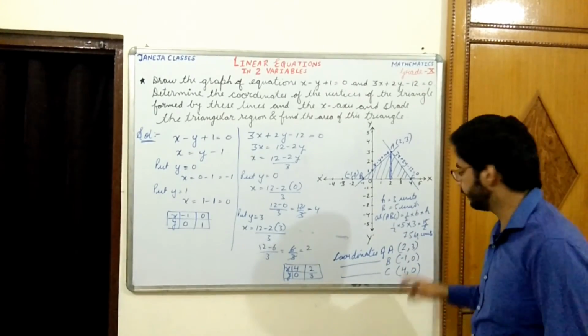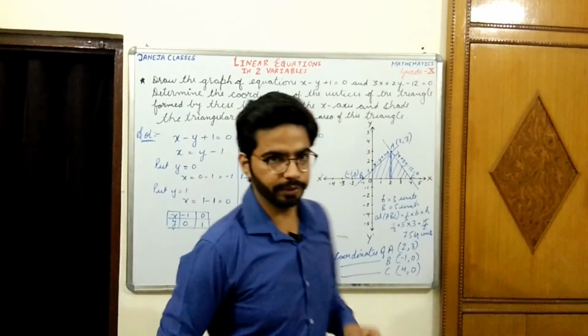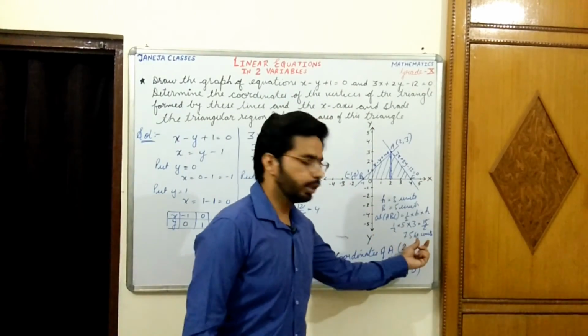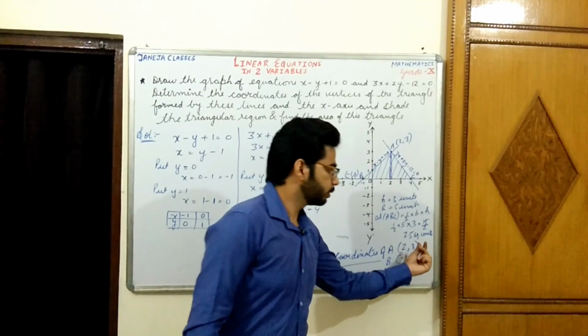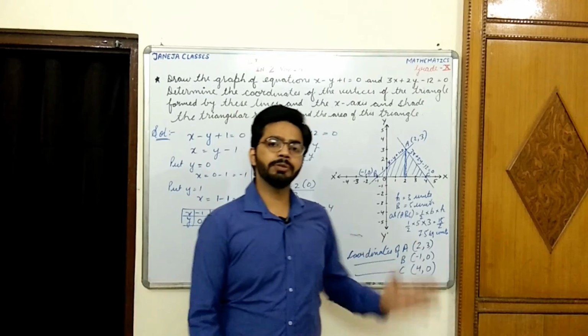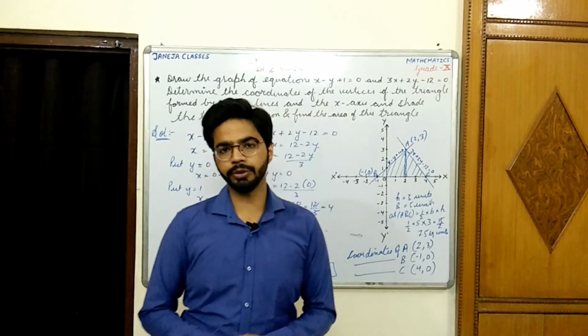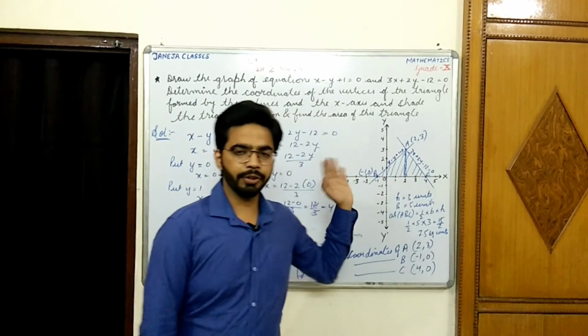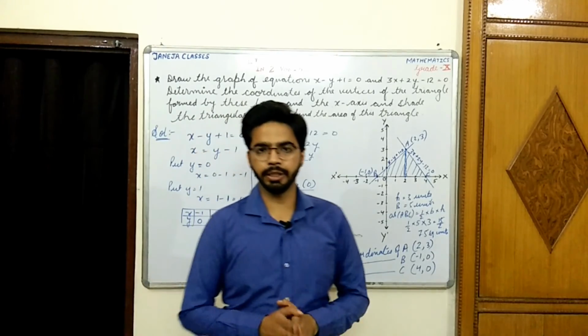units. Why we are writing square units? Because no unit is given in the question, so we have to write the unit. Okay, so we have to write here square unit as it is area. So this question is important from the examination point of view also. See, this graphical method has been clear, this concept has been clear now.